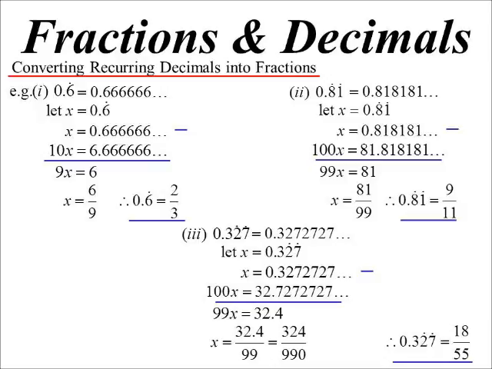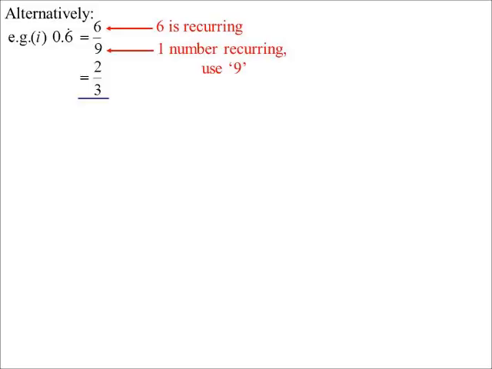But as I say to you, that's the long way of doing it. The quick way of doing it is just looking at it and writing it down. 0.6 repeater. Well, I know 6 is repeating, so I'll put that on the top of the fraction, 6, because that's the number that's repeating. Bottom of the fraction, I'll put 9, because one number is repeating, so I'll put one 9 down. Bingo, that's it. That's all you're going to do. So 0.4 repeater, 4 ninths. 0.2 repeater, 2 ninths. 0.9 repeater, 1. Easy.